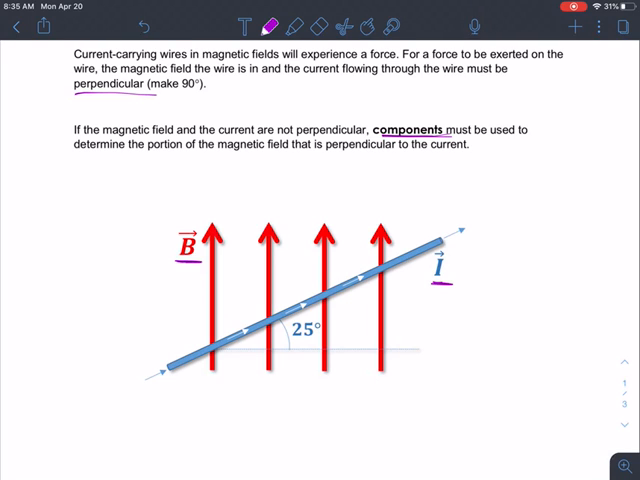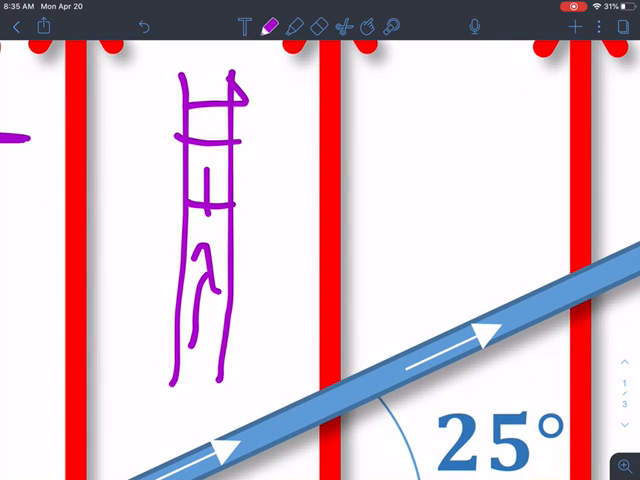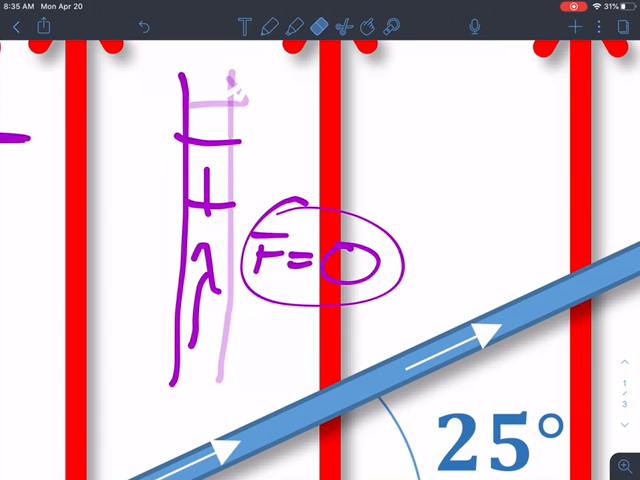If there's current going parallel to this field, so this is a wire with current in it, it would feel a force of 0. That's the big idea. If you're in a magnetic field and the wire is parallel to the magnetic field, there's no induced force. So that's the big idea.